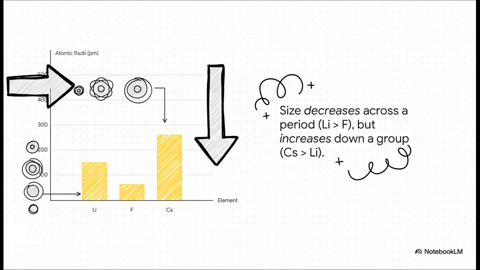But as we go down a group, the size increases. And that's easy to understand. We're adding a whole new electron shell with each step down, kind of like adding another layer to an onion.